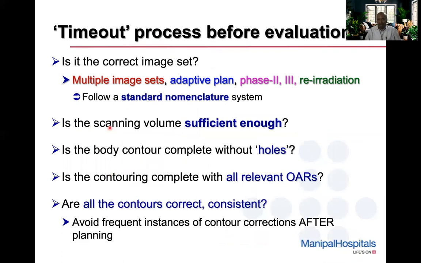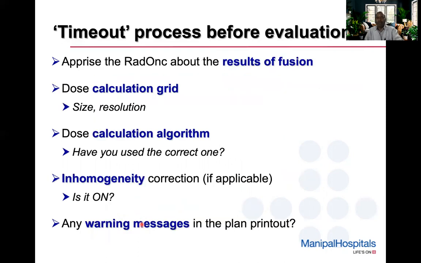And also have a check on whether the scanning volume is sufficient or not. Is the body contour complete without the holes? Is the contouring complete with all relevant OARs, or have you missed out some OARs? Are all the contours correct and consistent? If you happen to alter the contours after the plan has been done, that's not a good sign for the treatment planning process in your clinic. So the editing of the contours after the planning has been done should not be there.